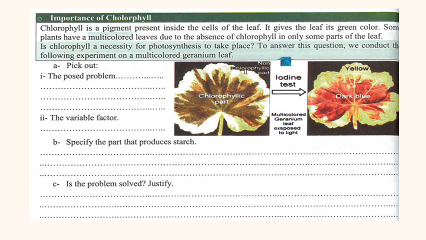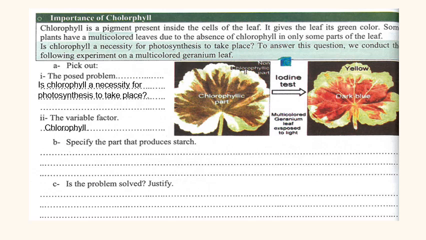To answer this question, we conducted the following experiment on a multicolored geranium leaf. Pick out the posed problem from the text. Is chlorophyll a necessity for photosynthesis to take place? The variable factor here is chlorophyll.